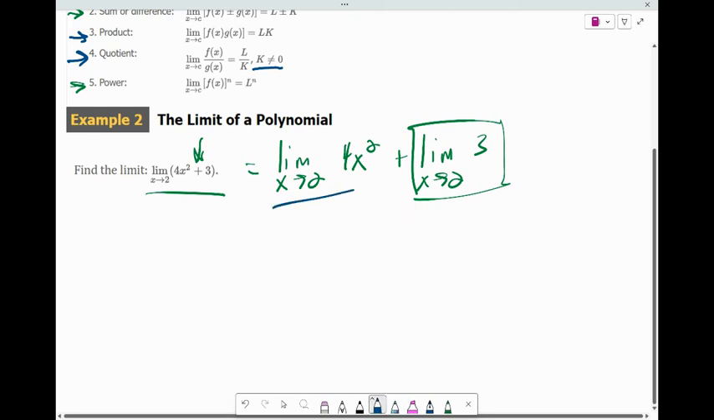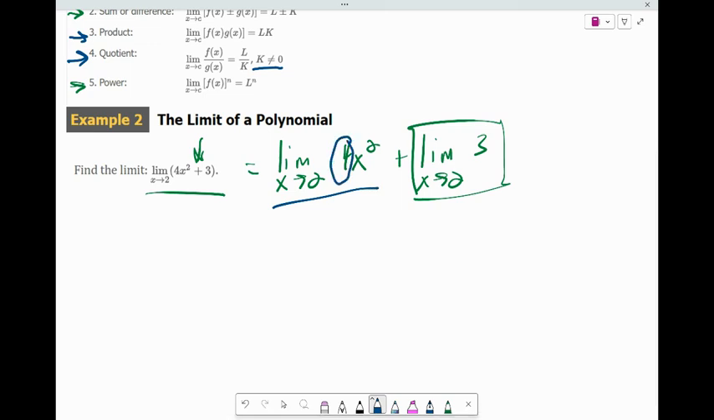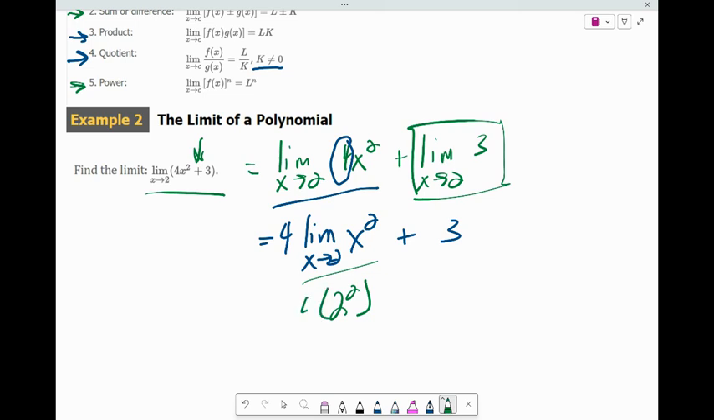But when we look at this first one, we'll notice that there's a scalar multiple. So we can use the scalar multiple property that says if you're going to take the limit of a function like 4x squared, then we can take 4 times the limit of x squared. Now, we already said that the limit of any constant function is just going to be the constant. And then again, on the previous slide, we had the fact that the limit as x approaches 2 of x squared is just going to be 2 squared. So we have 4 times 2 squared plus 3, which is going to equal 16 plus 3, which is 19.